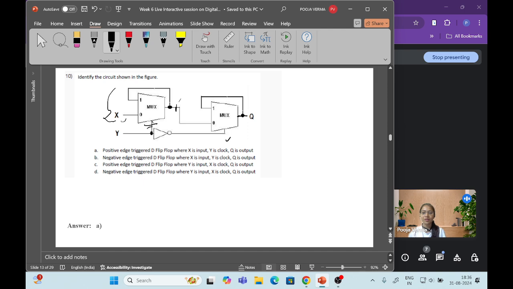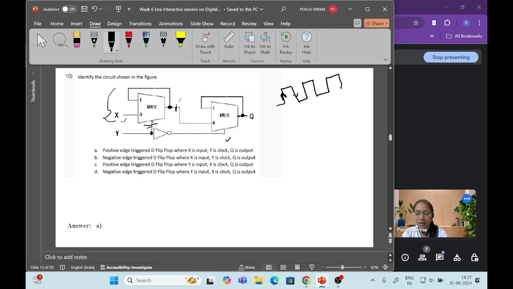Now we need to check whether it is a positive edge triggered or a negative edge triggered, right? So how can we check it? Anyone? We already know what a positive edge trigger is. This is a pulse, right? If the pulse is changing from 0 to 1, it's a positive edge trigger. The downward transition is a negative edge trigger. Okay.